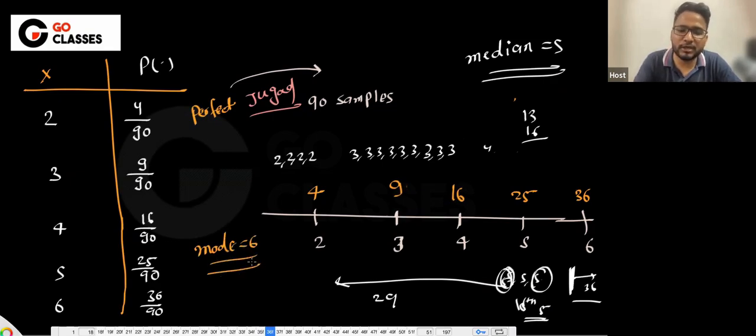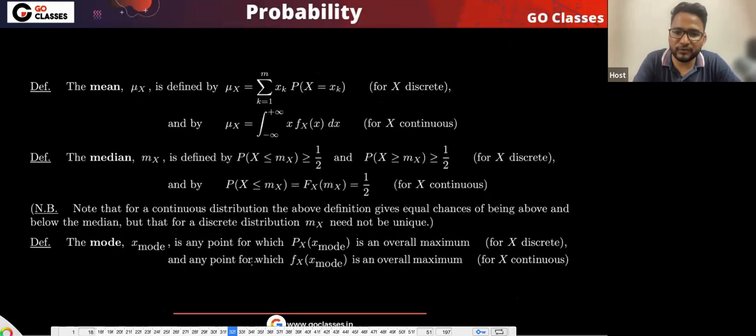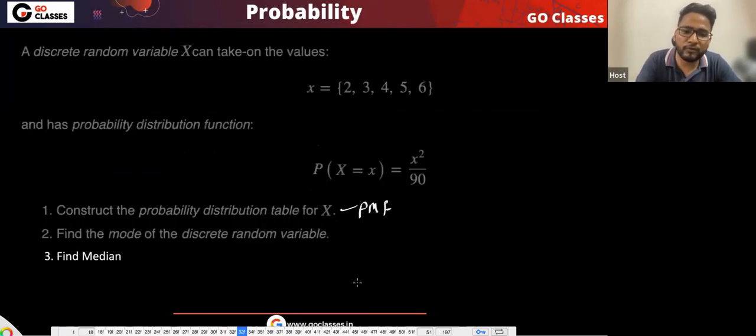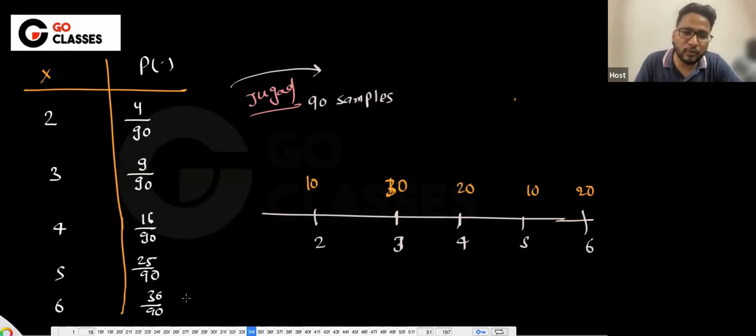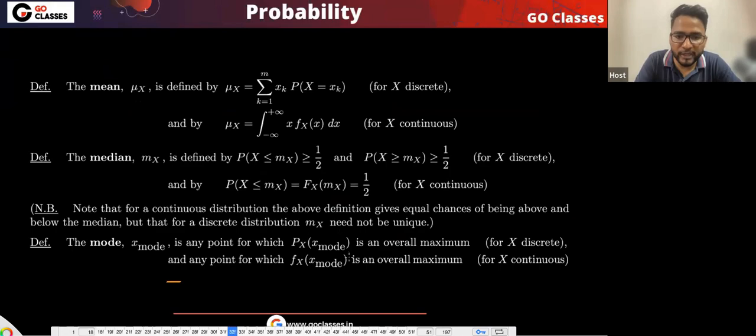Let's just see with the formula. Actually, formula is very easy for the mode. It is only the median which is tricky. For the mode, they are saying that mode is any point for which the probability of being that point is maximum. So from this PMF only you can say mode is 6, right? Because they are saying the probability of being that mode is overall maximum. Okay. And in case of continuous, instead of PMF, it will be the PDF.